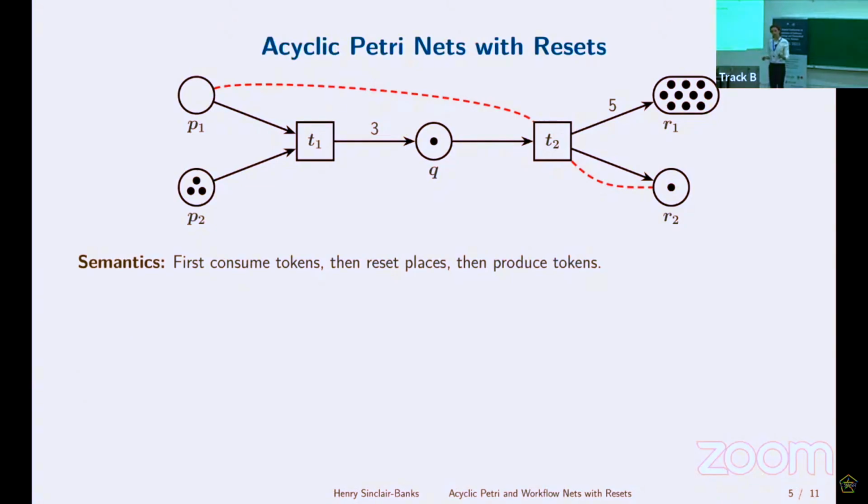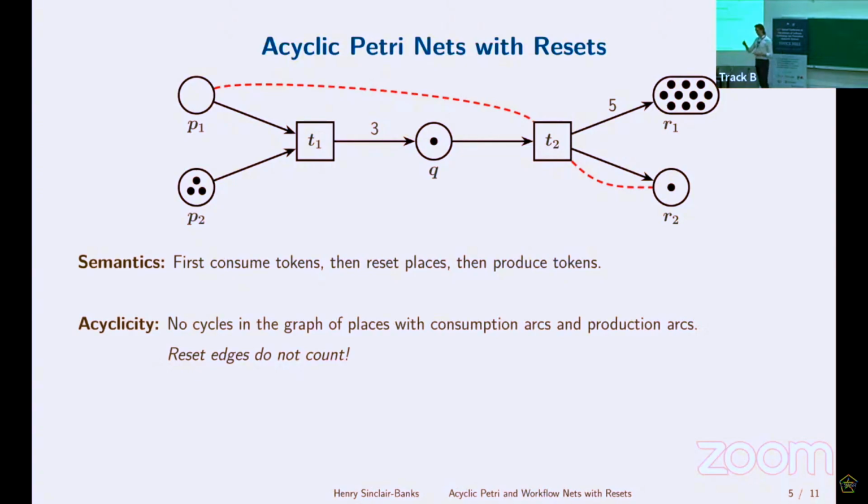We add acyclicity, so we restrict the model after extending it, hoping to get some reasonably tractable decision problems. The semantics don't change. It's just the structure of the Petri net that we consider. That's the only thing that changes. Actually, this thing is acyclic. In our definition of acyclicity, you just look at the graph consisting of the places and the transitions connected by these consumption and production arcs. We do not count the reset edges.